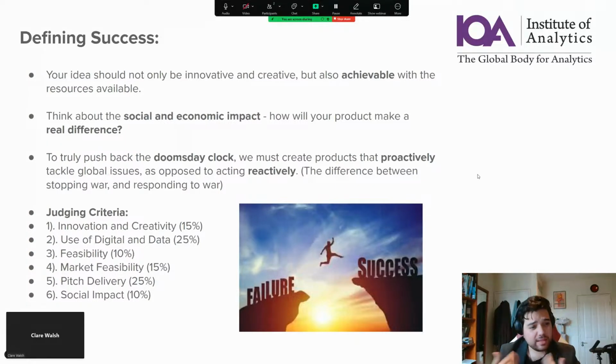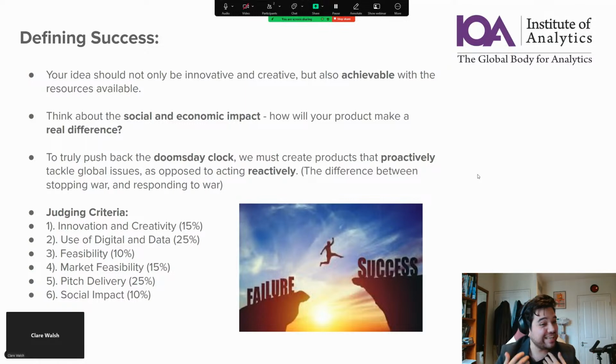And I think more food for thought here, but to truly push back the doomsday clock, to truly get us further away from destruction or global catastrophes, we need a product that works proactively, not something that simply reacts to global disasters or reacts to war. We want a product that stops them happening in the first place. This is the difference between preventing war and responding to war.